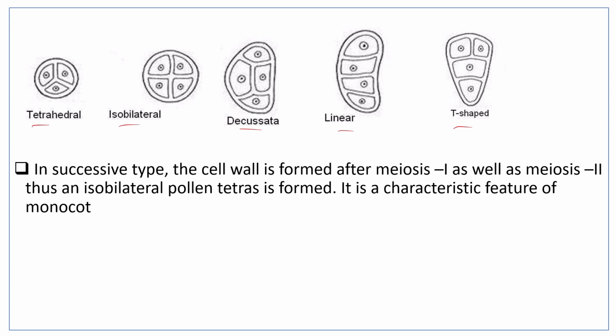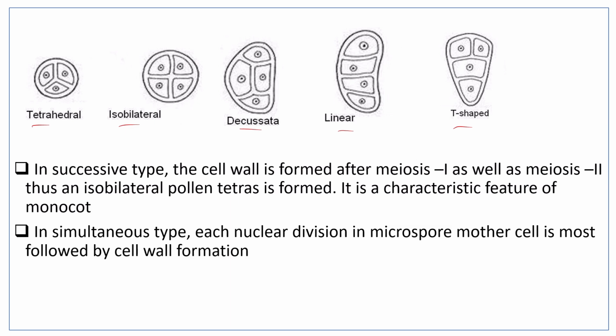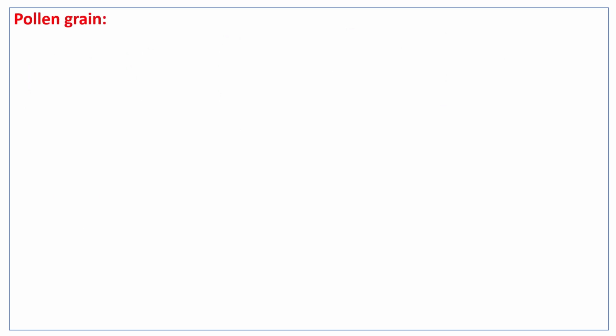In successive type, the cell wall is formed after meiosis 1 as well as meiosis 2, thus an isobilateral pollen tetrad is formed. It is a characteristic feature of monocots. In simultaneous type, each nuclear division in the microspore mother cell is not followed by cell wall formation.